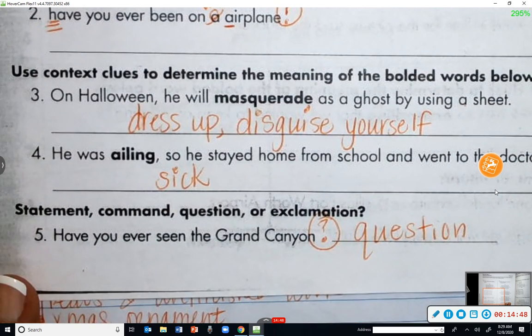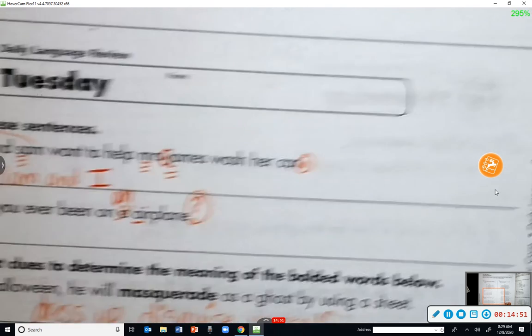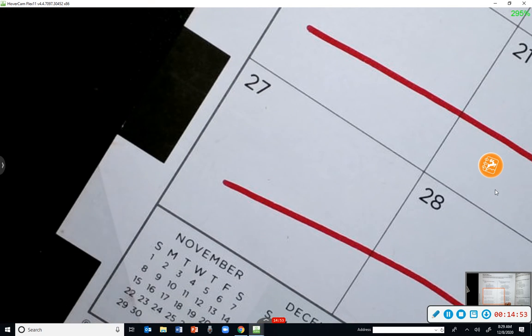Okay. Any questions on your daily language? Nope. All right. Go ahead and put that in your work in progress folder, and let's get out our Go Math Volume 2 book.